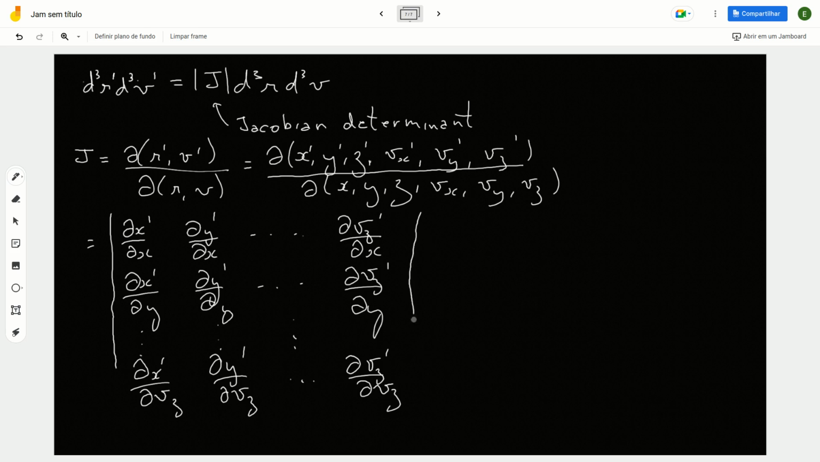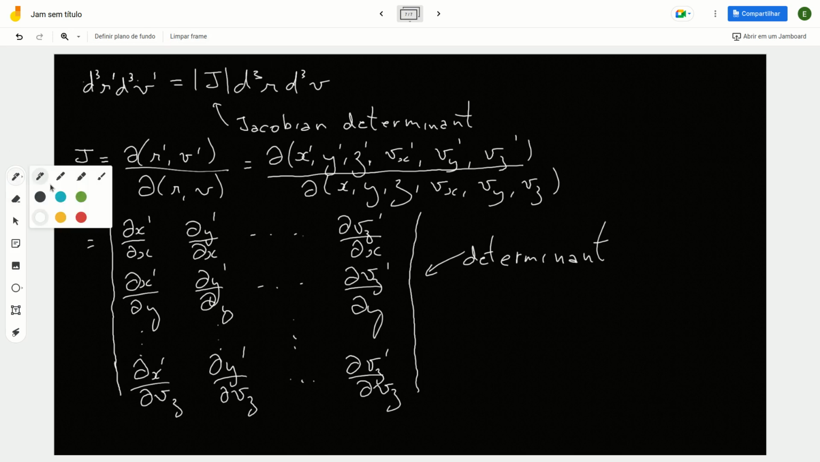Okay, this is a determinant of the Jacobian matrix. This is the determinant. But this is not a determinant. This is the absolute value, the modulus. Okay.